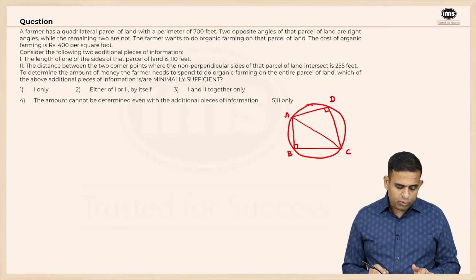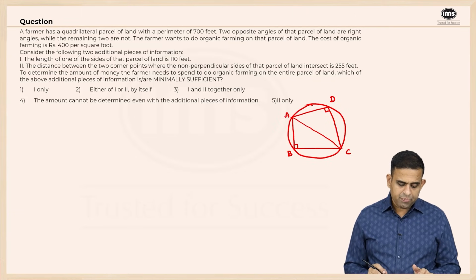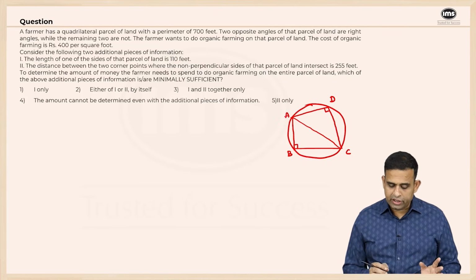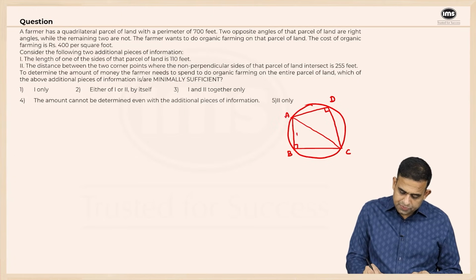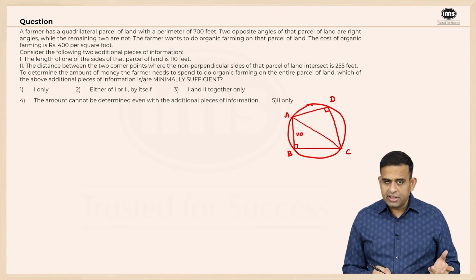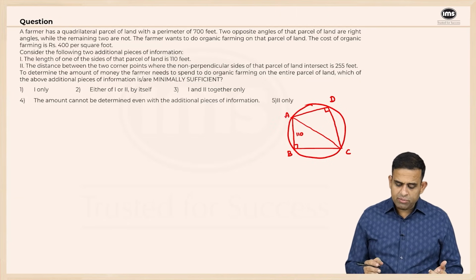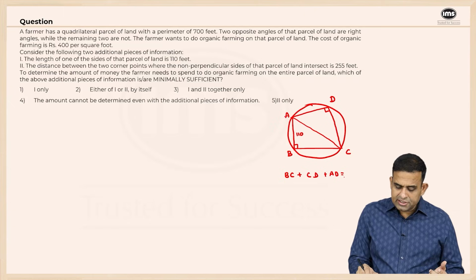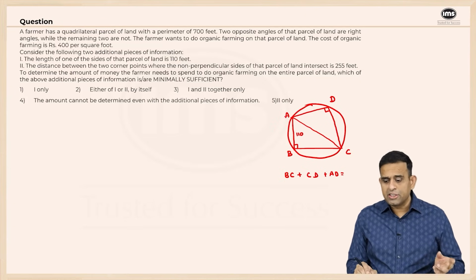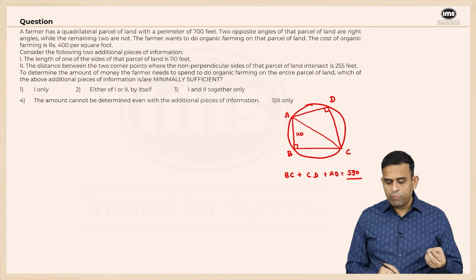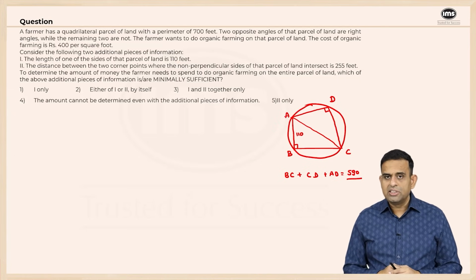So if I look at the first statement, the length of one of the sides of that land parcel happens to be 110 feet. So understand they have given this as 110. For example, AB is equal to 110. Now nothing else is known to me at this point of time. So if I take BC plus CD plus AD, this sum would be equal to 700 minus 110, which gives you 590, but we won't be able to find the unique values of BC, CD and AD over here.